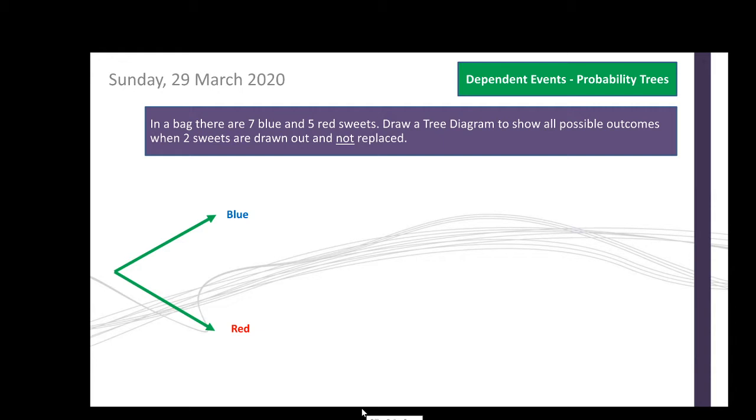There were 7 blue sweets and there's 12 sweets altogether. So that's 7 over 12. And there are 5 red sweets and 12 altogether.